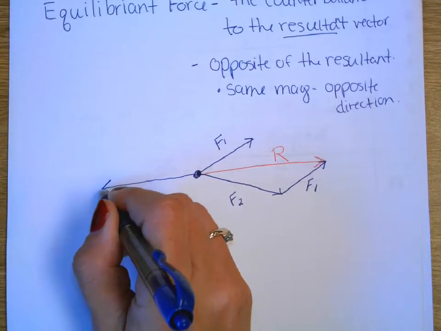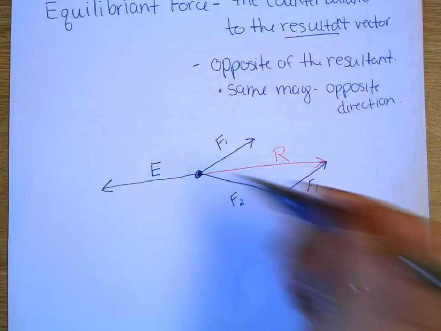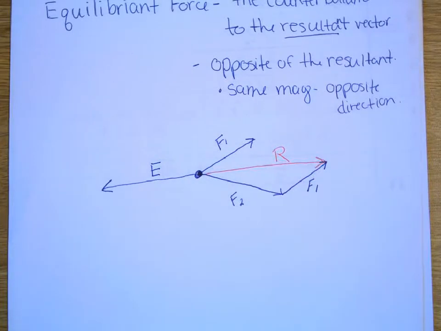It's the opposite of the resultant. Opposite vectors go in opposite directions, but they have the exact same magnitude.